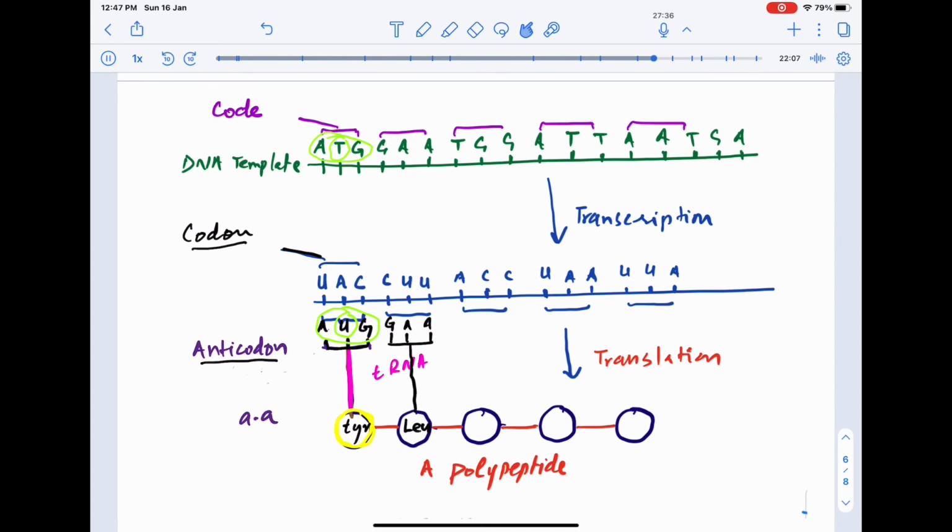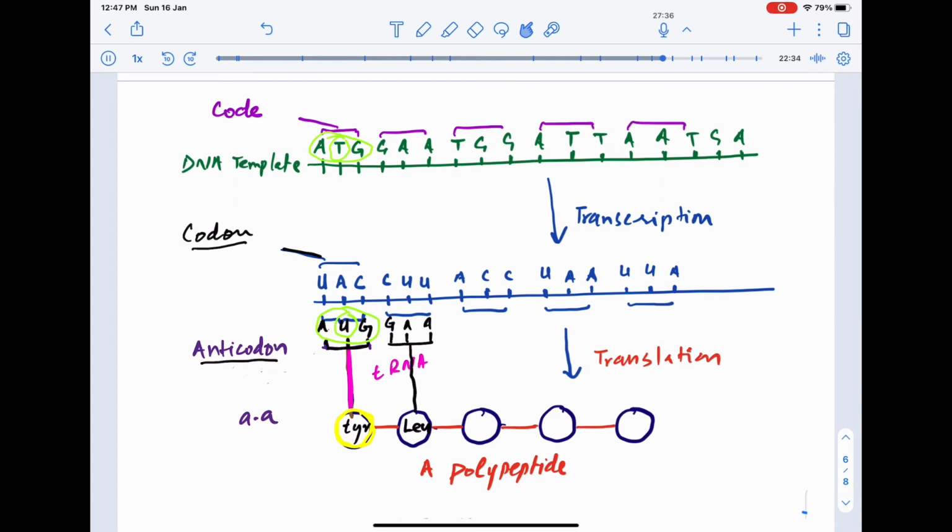The amino acids are represented with these three letters. You don't need to remember their names, and you also don't need to learn their symbols. However, you should understand that there are amino acids attached with this tRNA, and these are specific, with a specific amino acid attached at one end and a specific anticodon on the other end.